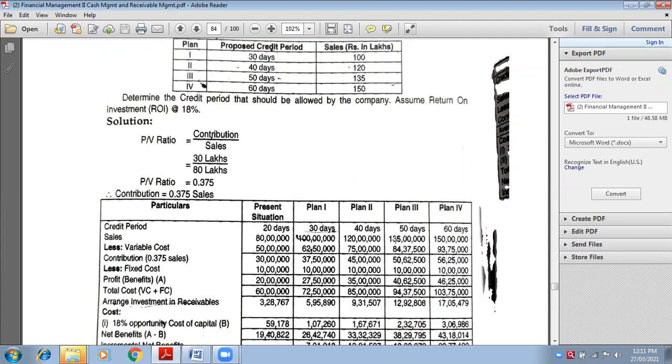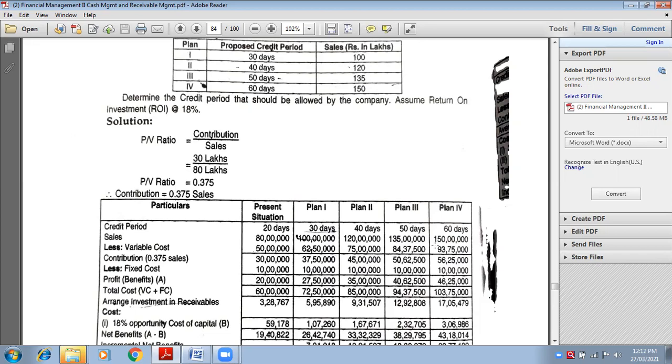And now plan 4. The sales is 1 crore 50 lakhs. So 150 into 50 divide by 80 gives you what answer on the calculator? 93.75. Very good. So 93.75 into 1 lakh will give you round figure with zeros. 93,75,000. Great. Very good.